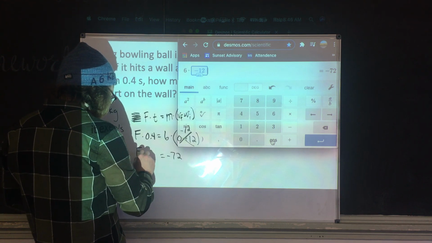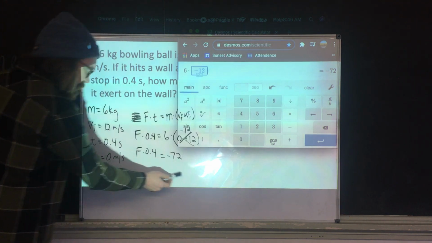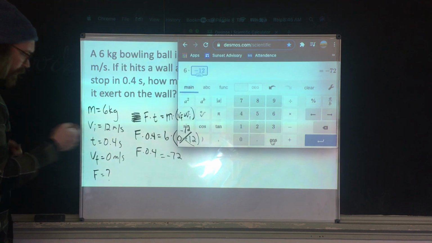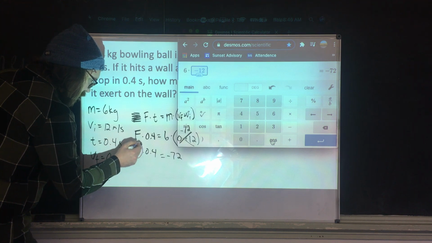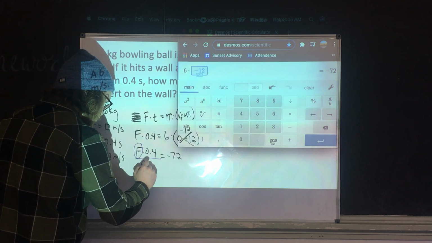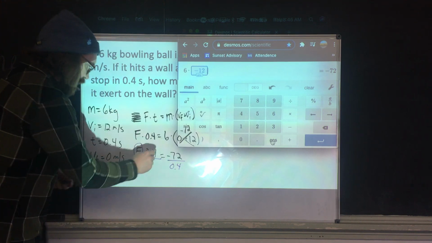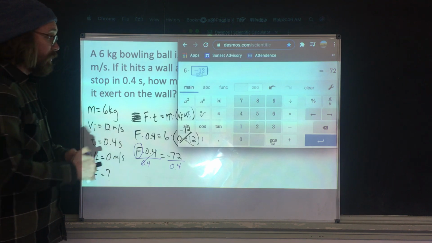I have force times 0.4 here. I'm going to keep this up. Can you guys see this? All right. I want to get force by itself, so I have to move the 0.4. This is multiplication. So I do the opposite, and I divide both sides by 0.4. 0.4 divided by 0.4 is 1.